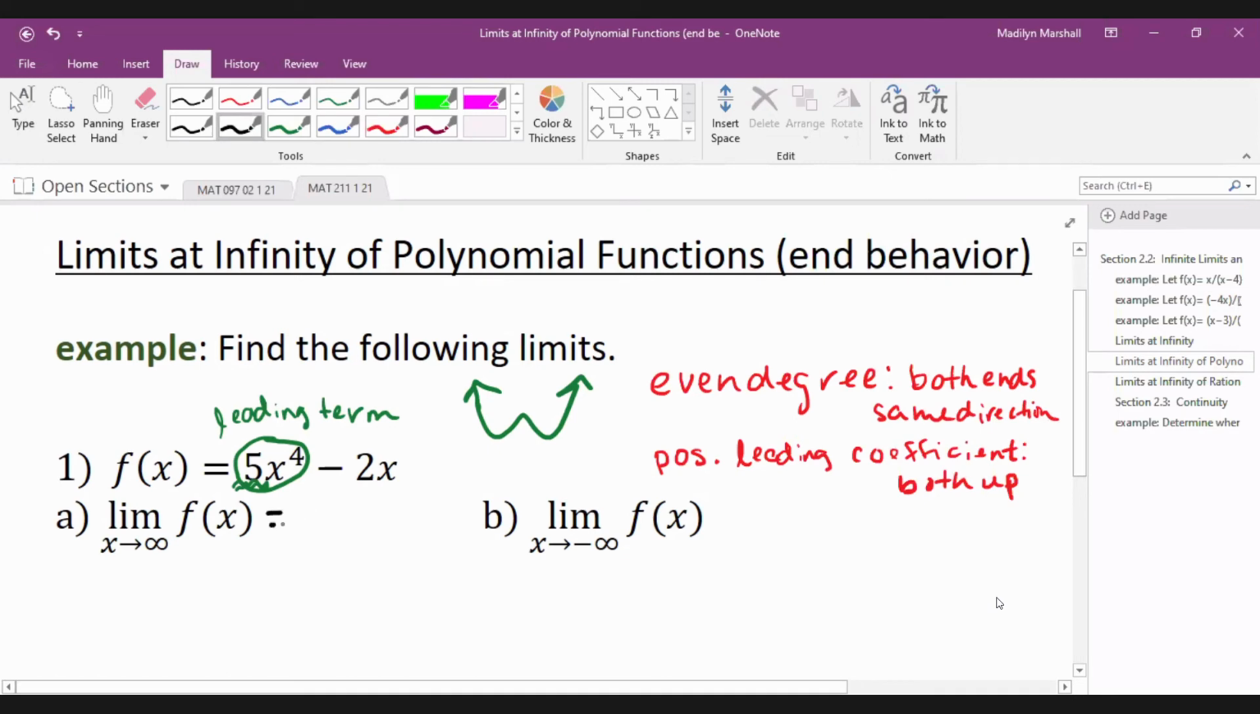So what does that say about our limits as x goes to infinity and negative infinity? They're both positive because it's both going up. Exactly. They're both going toward positive infinity because both sides are up. So we don't need to know what the zeros are. We don't need to know exactly what perfect squiggles are happening in the middle. All we need to know is that both ends are up, and that tells us we have positive infinity for both of these limits.